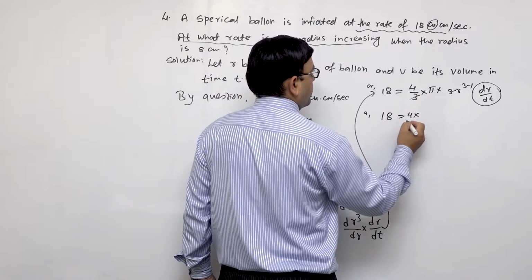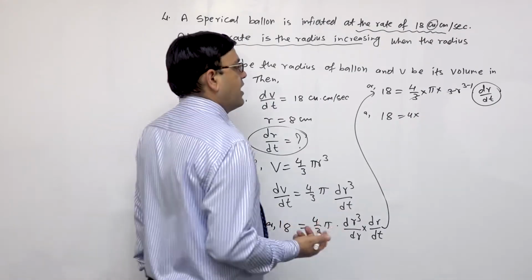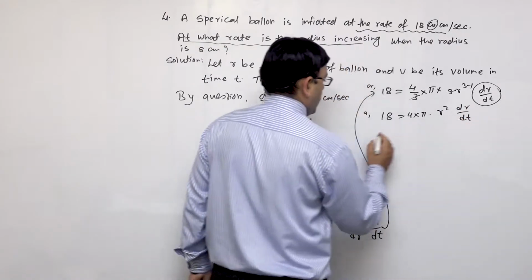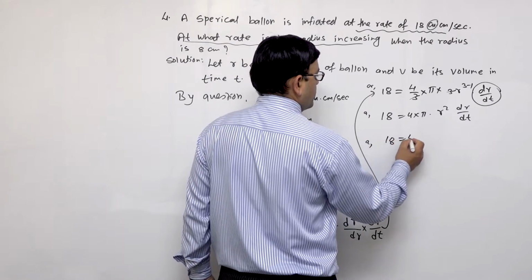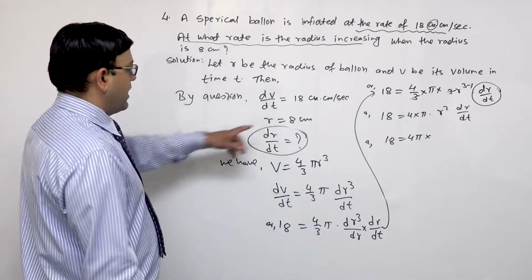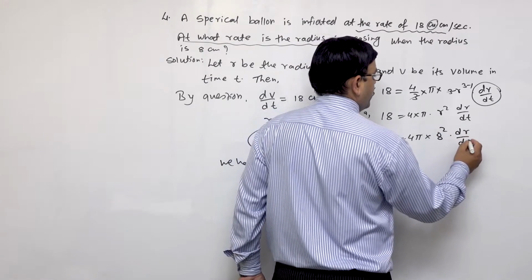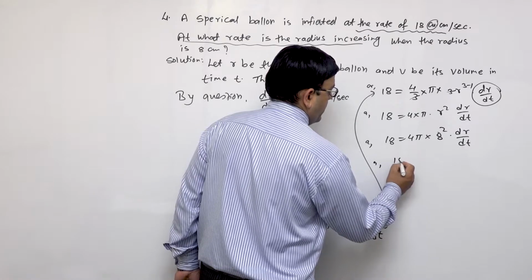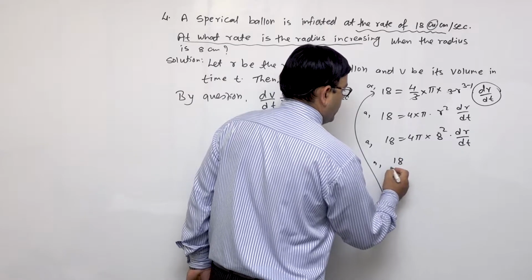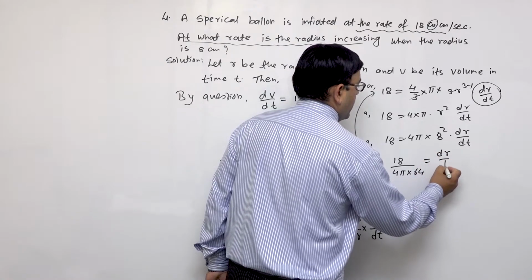18 is equal to 4 times the value of pi is not given, so we can write just pi times r square dr by dt, or 18 is equal to 4 pi times the value of r. We have r is 8 centimeter, so 8 square times dr by dt. We can write 18 by 4 pi times 8 square, which is 64, is equal to dr by dt.